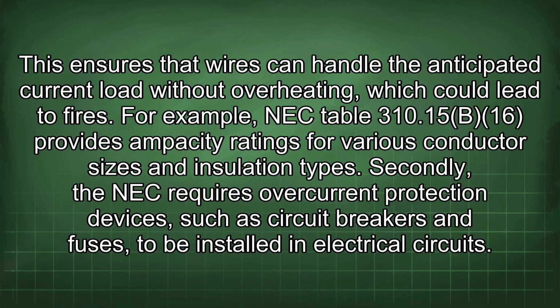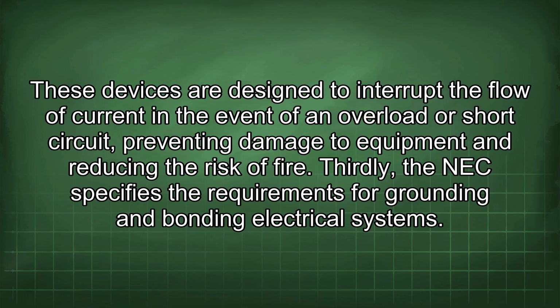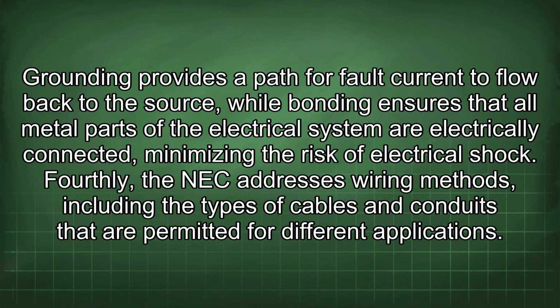Secondly, the NEC requires overcurrent protection devices, such as circuit breakers and fuses, to be installed in electrical circuits. These devices are designed to interrupt the flow of current in the event of an overload or short circuit, preventing damage to equipment and reducing the risk of fire. Thirdly, the NEC specifies the requirements for grounding and bonding electrical systems. Grounding provides a path for fault current to flow back to the source, while bonding ensures that all metal parts of the electrical system are electrically connected, minimizing the risk of electrical shock.